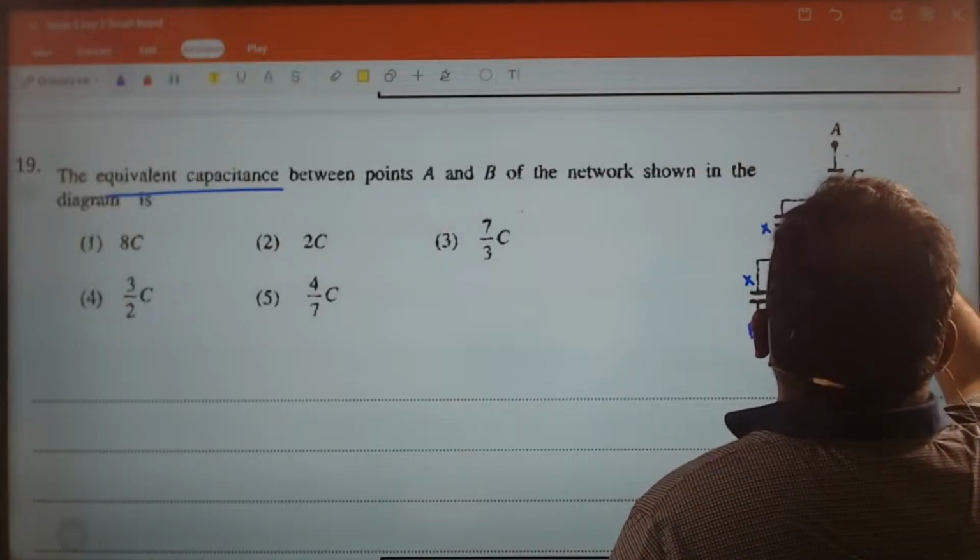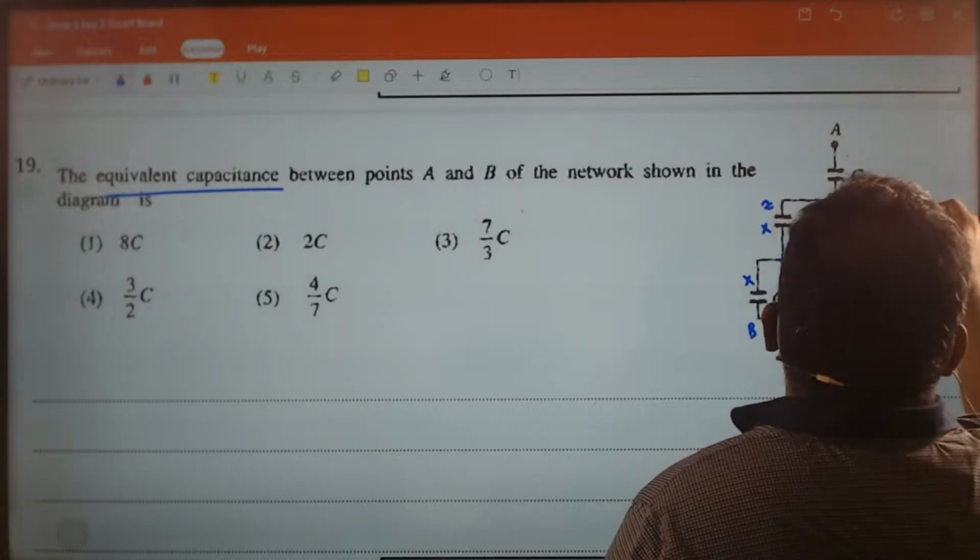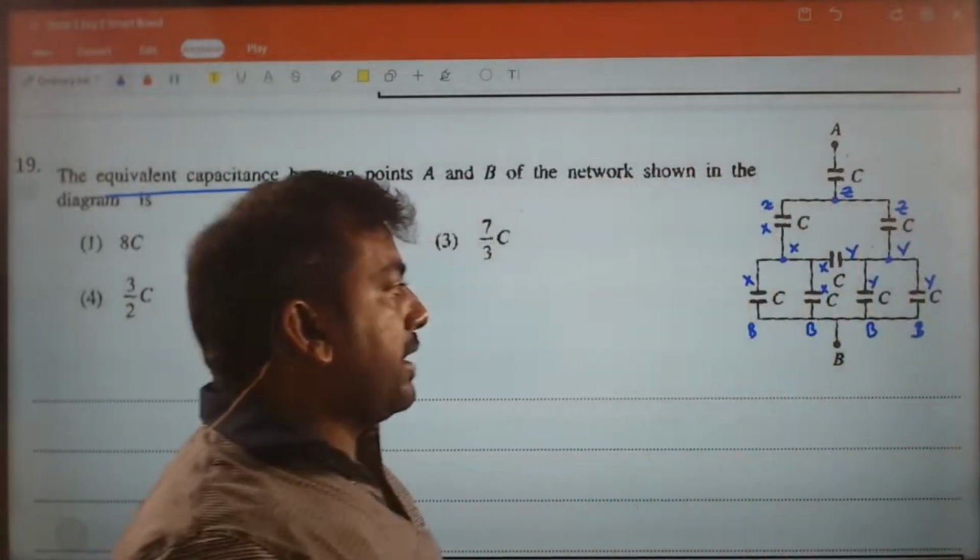Here A is there. Here is Z. Z is here, Z is here, Z is here. Right. Can you rearrange this? Yes, we can.